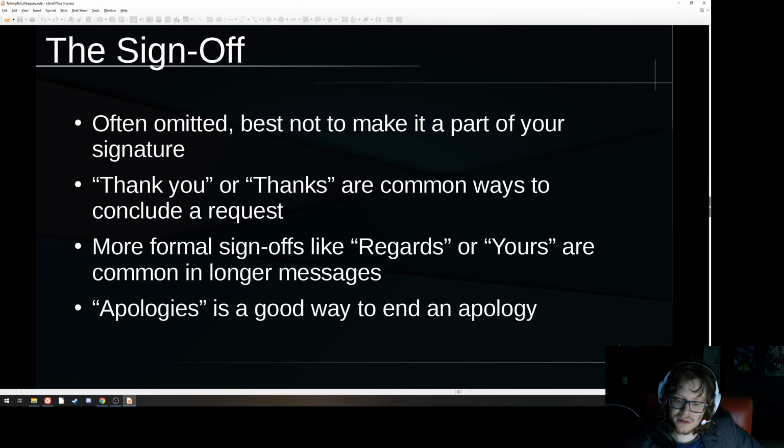So you're done with your email, you've finished. Now let's talk about the sign-off. Don't make the sign-off part of your signature because a lot of the time you'll omit it. A lot of people want to make a standard signature and they'll put the word thanks in it, so they'll have their signature and that'll include thanks.